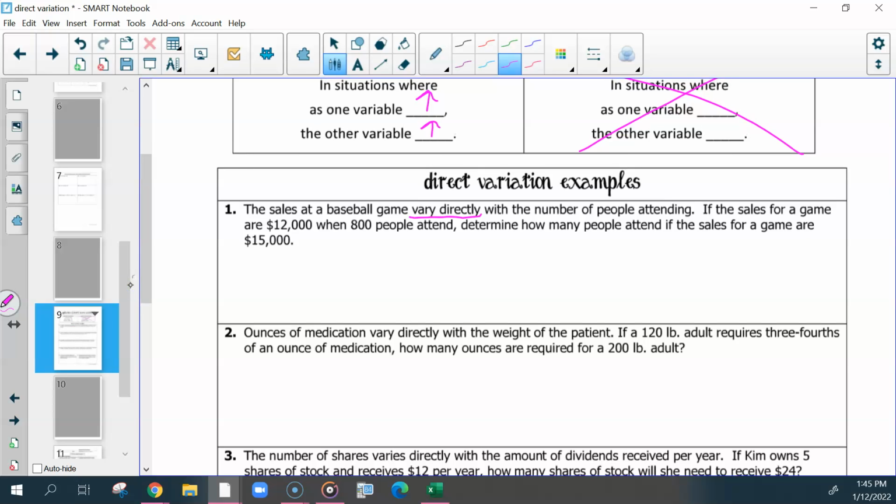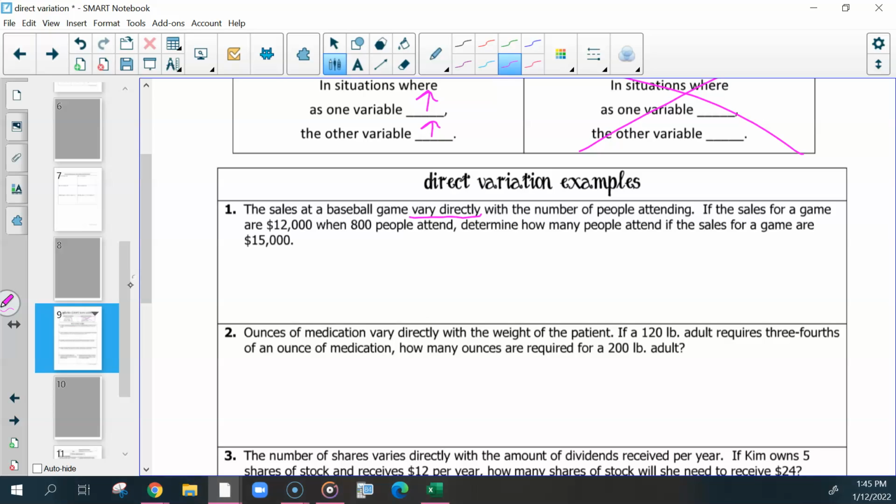Right? So I'm going to read this first and then we'll work through this. For number 1, the sales at a baseball game vary directly with the number of people attending. If the sales for a game are 12,000 when 800 people attend, determine how many people attend if the sales for a game are 15,000. Just like we were just doing, finding the missing number, that's really all this is. That means you have 2 different ways to solve them, either using your proportions or using the other method. So we're going to do one with proportions and one using the other method.